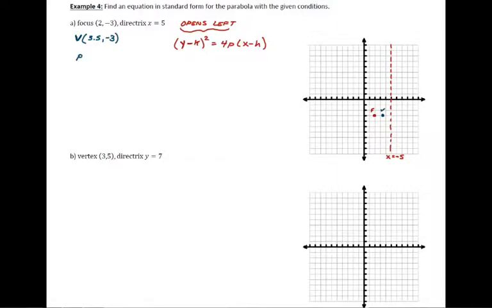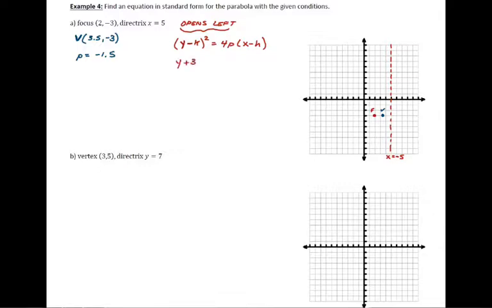And then I should be able to identify my p-value from that. So the p-value would be the difference between the vertex and the focus, or the vertex and the directrix, which in this case would be 1.5. Now, it's actually going to be -1.5 because my graph opens to the left. So my graph is going to open to the left, means I have a negative p-value, and the 1.5 comes from the difference between the vertex and the focus. They're 1.5 units apart.